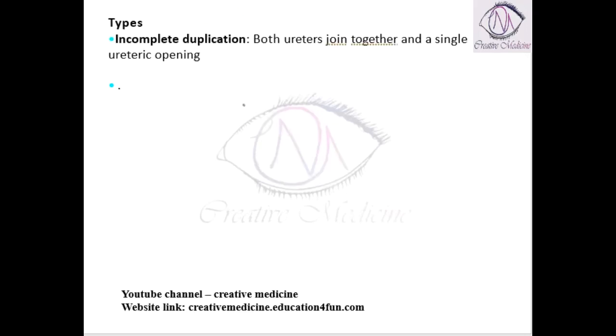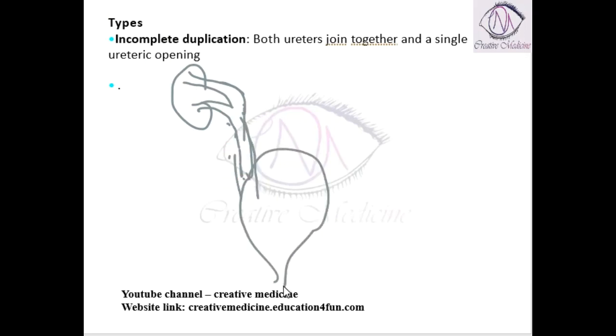In incomplete duplication, this is the kidney, and from the kidney we have the lower pole. A ureter comes from the lower pole, and one more ureter comes from the upper pole. In incomplete duplication, both these ureters, the ureter from the upper pole and the ureter from the lower pole, will join together and form one ureter, and this will drain into the urinary bladder. So this is incomplete duplication.